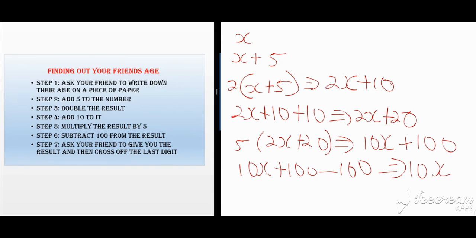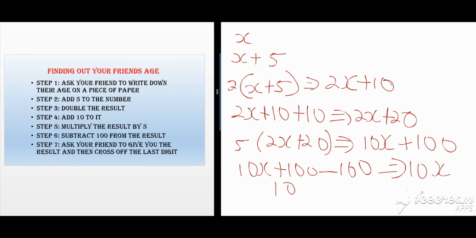Now ask your friend to give you the result and then cross off the last digit. Now because we have 10x, whenever we cross off the last digit, we know it's going to end with a 0, because any number multiplied by 10 will end with a 0. If I have 15 times 10, it becomes 150. If I have 16 times 10, it becomes 160. So technically, when I cross off the last digit, which is a 0, I'm actually dividing by 10.